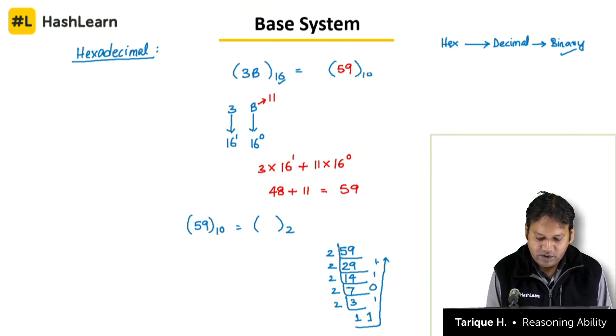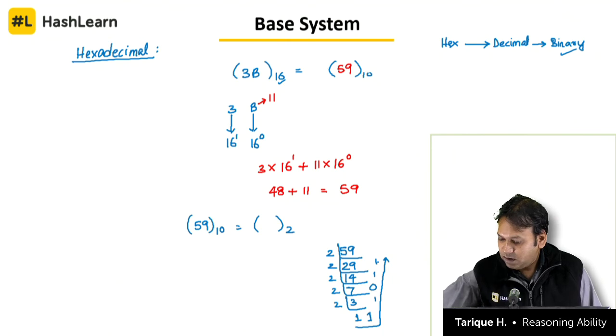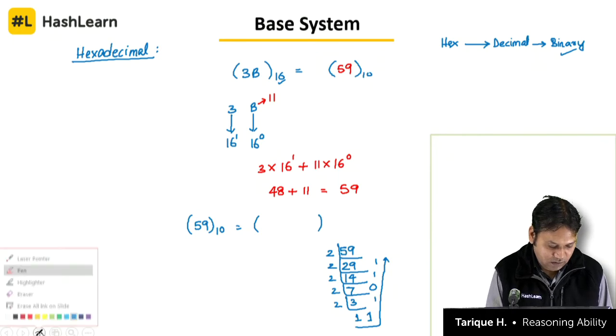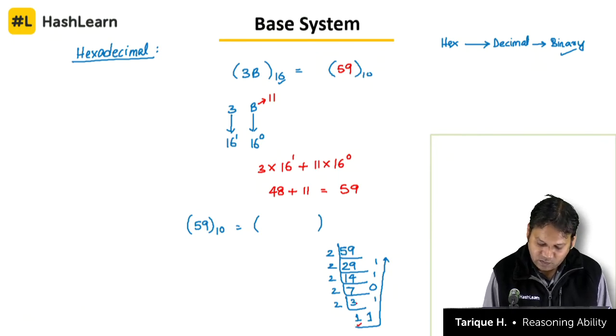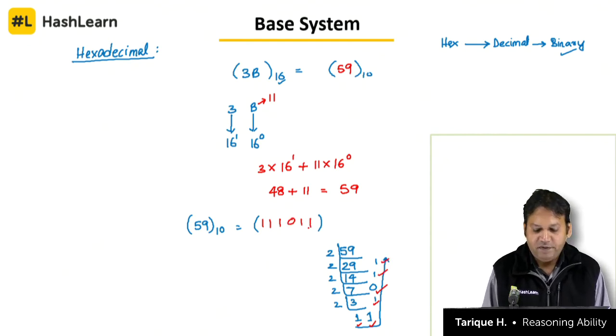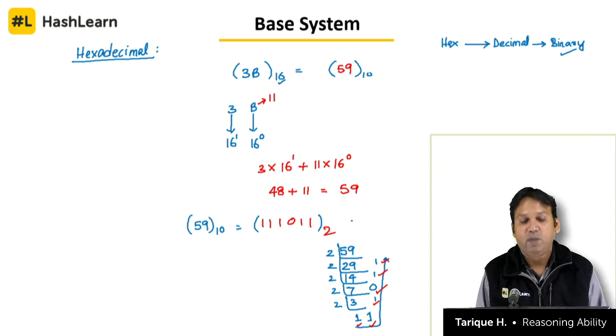So what is the number we should write here? Okay, let me just increase the size of this box here. What is the number we are going to write here? Just look at this number. First one is 1, next this 1, the remainder, that is 1, then this 1, triple 1, then this 0, then this 1, and lastly we write this one. So 59 in base 10 is equal to 111011 in binary.